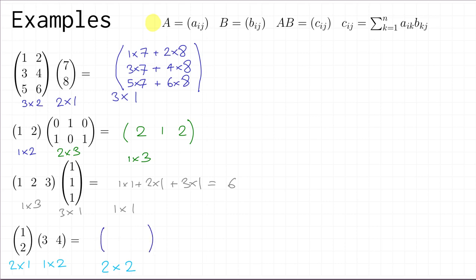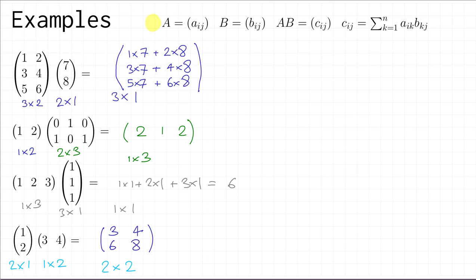What do we get? The 1, 1 entry will be obtained by multiplying the first row of the first matrix into the first column of the second matrix, so that's 1 times 3. The 1, 2 entry in the product would be the first row of the first matrix times the second column of the second matrix, so that's 1 times 4, which is 4. And the 2, 1 entry would be the second row of the first matrix times the first column of the second matrix, so that will be 2 times 3, which is 6, and then the final entry will be 2 times 4, which is 8.